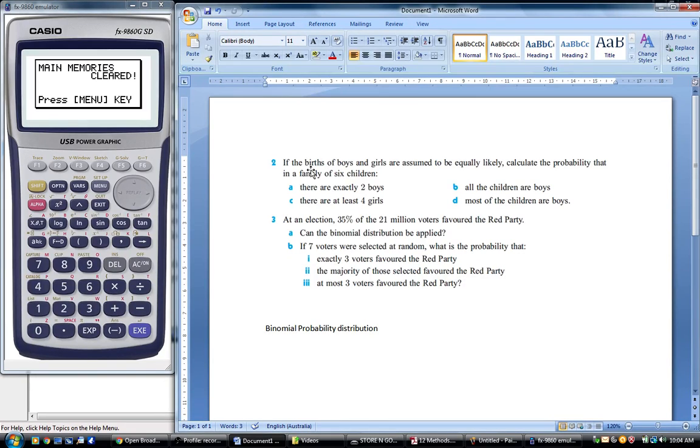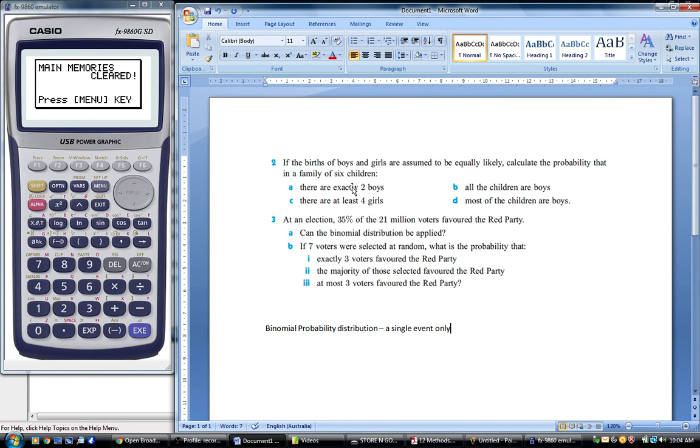Okay, so if the births of boys and girls are assumed to be equally likely, calculate the probability that in a family of 6 children there are exactly 2 boys. Okay, now we use the binomial probability distribution when we're calculating a single event only. For example, if you were flipping 10 coins and you wanted exactly 6 heads, what's the probability of exactly 6 heads occurring? So a single event only.